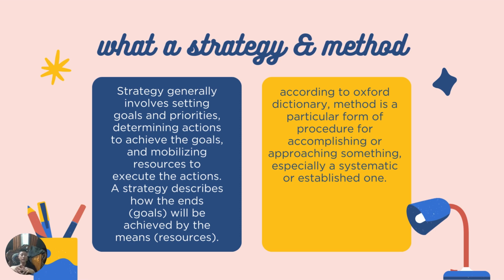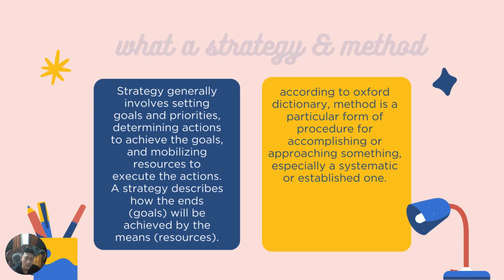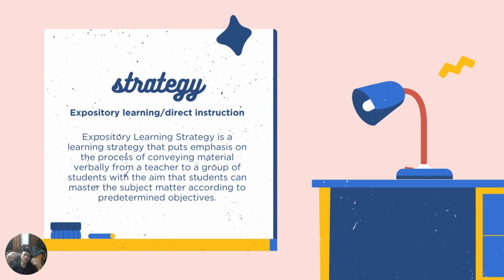And then, for a simple explanation about the correlation between strategy and method, a method is the way to assist the strategy in developing the students in their learning activity. Okay, and then what strategy do we use in this theory?